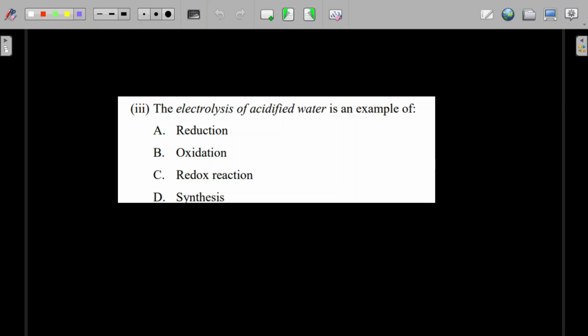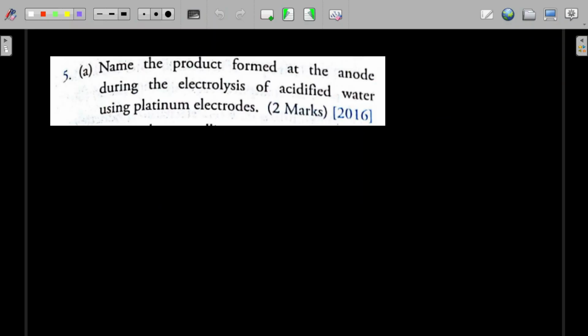Electrolysis of acidified water is an example of oxidation. Sir, I'm not sure. I get confused. Arey, we have told you many times, no? Every electrolysis is an example of redox, right? Why? CNR power, what I told, at cathode reduction takes place, at anode oxidation takes place always. So they always take place simultaneously. Not only this, any electrolysis.